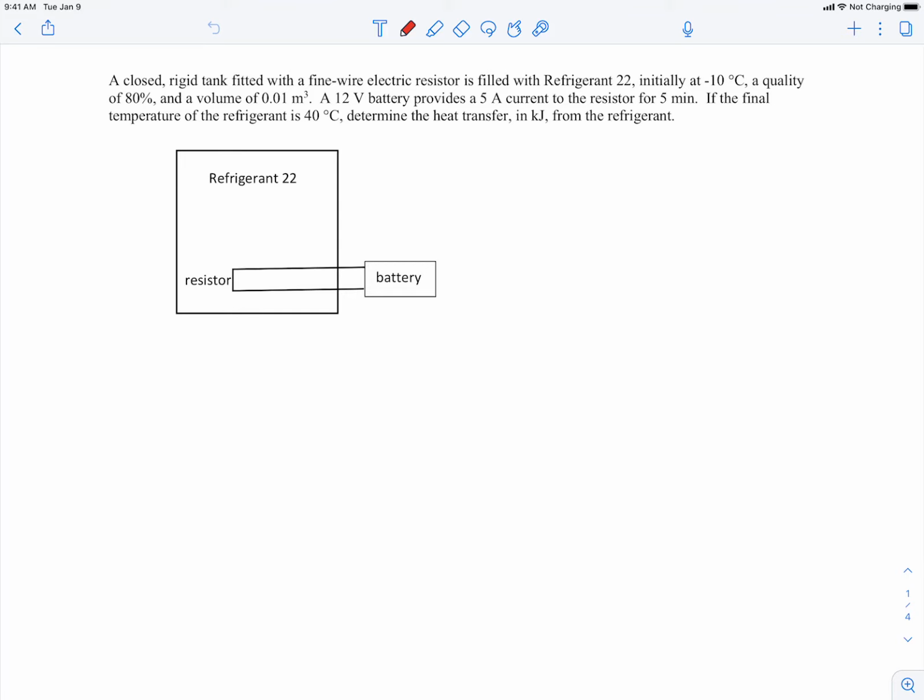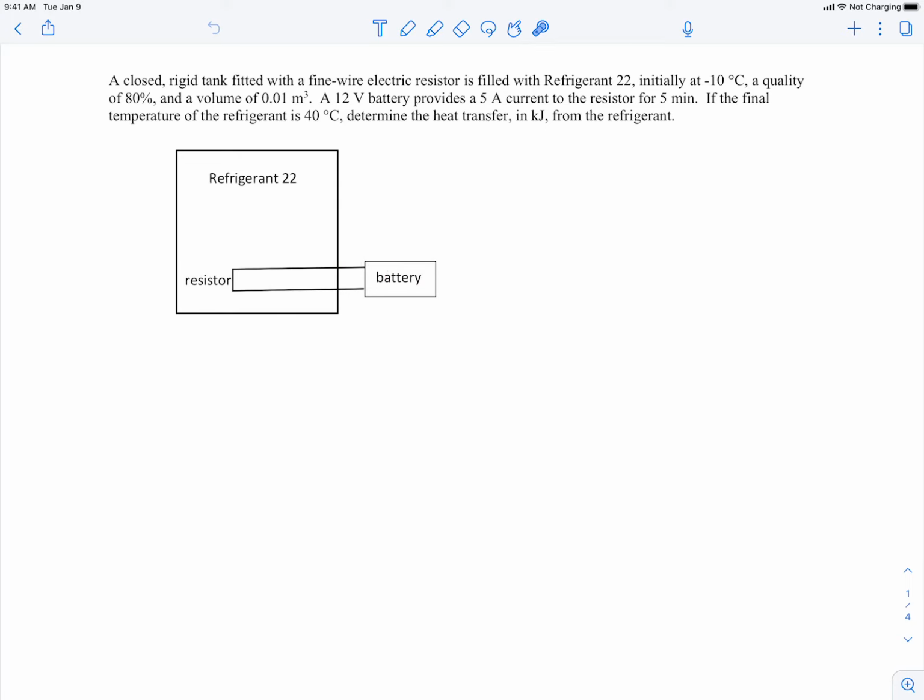Here we have a closed rigid tank fitted with a fine wire electrical resistor, and it's filled with refrigerant 22. R22 is the abbreviation. And we're told the initial temperature is minus 10 degrees Celsius and a quality of 80%, and the container volume is 0.01 cubic meters.